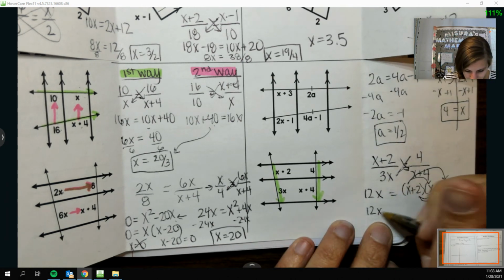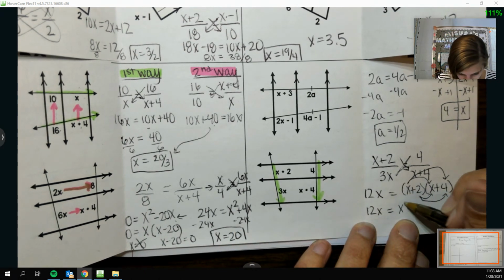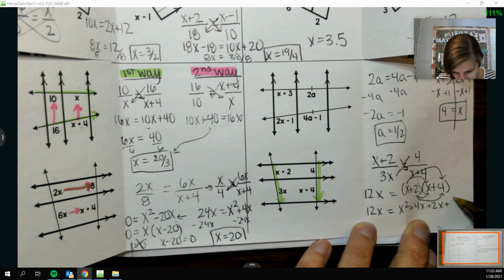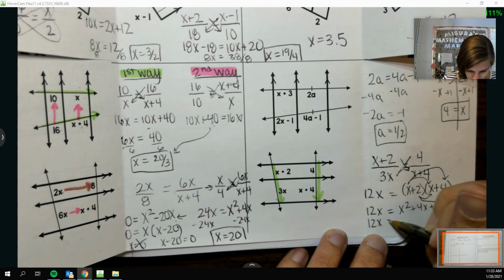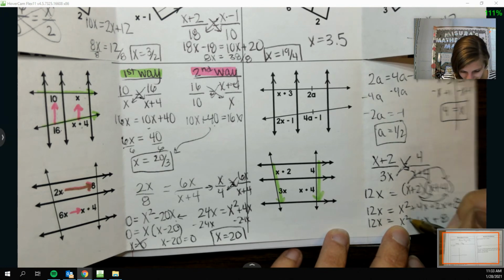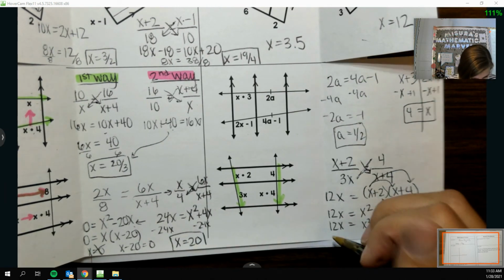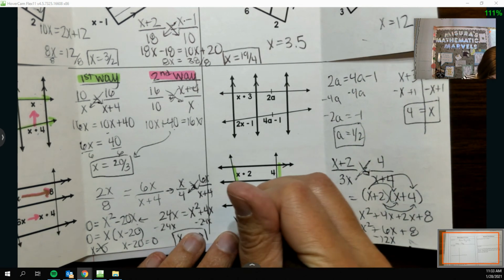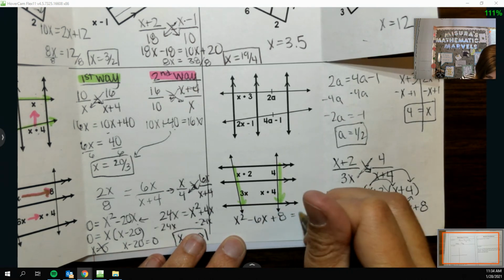And so when you do that, you end up with a quadratic again, like we were over here. So we have x times x for x squared, 4x, 2x, and 8. And then we can combine like terms. So we'd have 6x plus 8. And then on this last one, I need to make it equal to 0. So I'd have to subtract that 12x. And we'd have x squared minus 6x plus 8 equals 0.